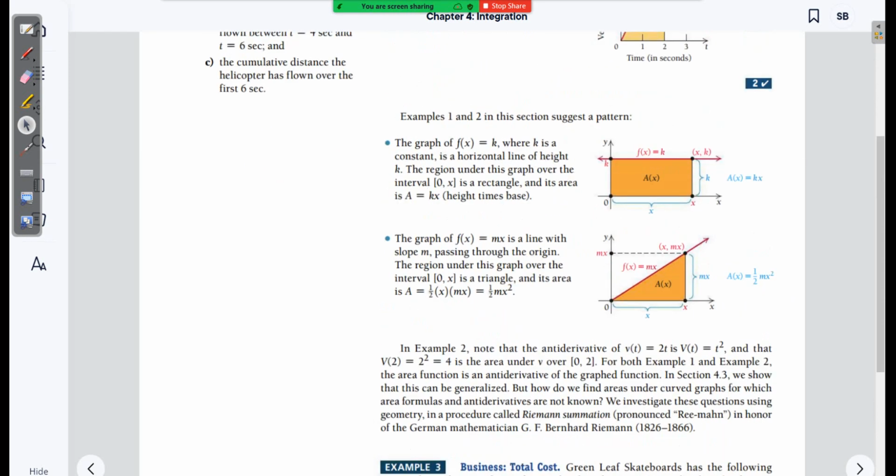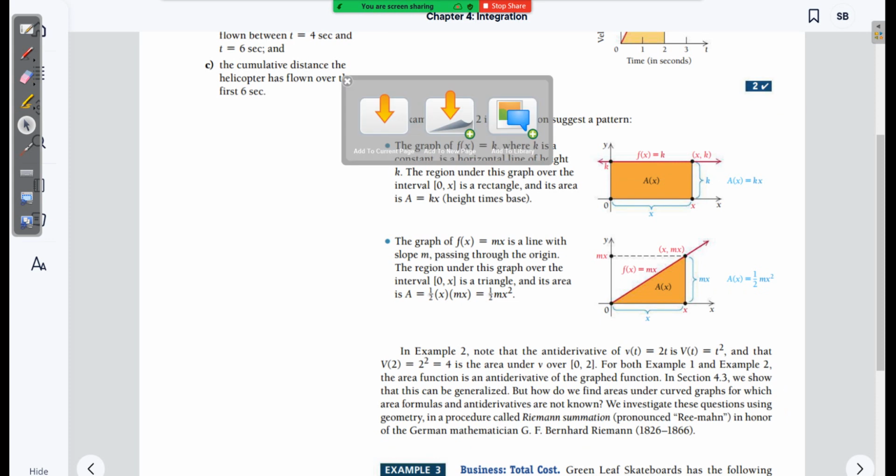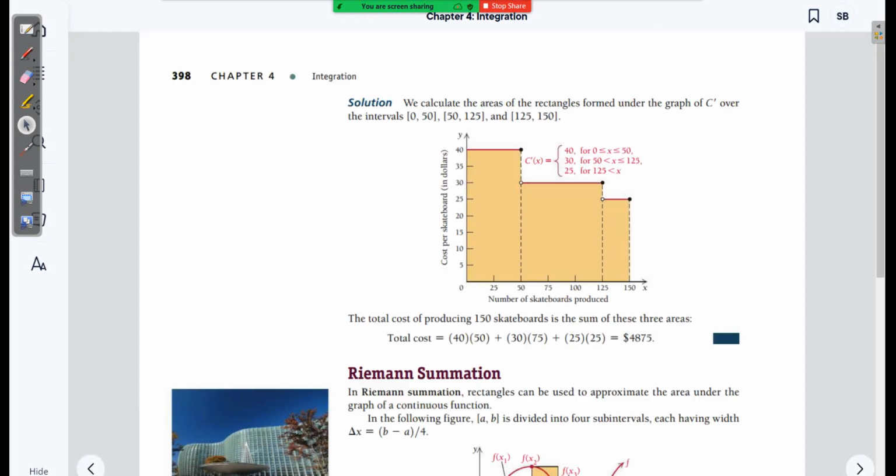So we'll put this in the notes. Not a big fan of example 3, so we're just going to skip that one for right now.